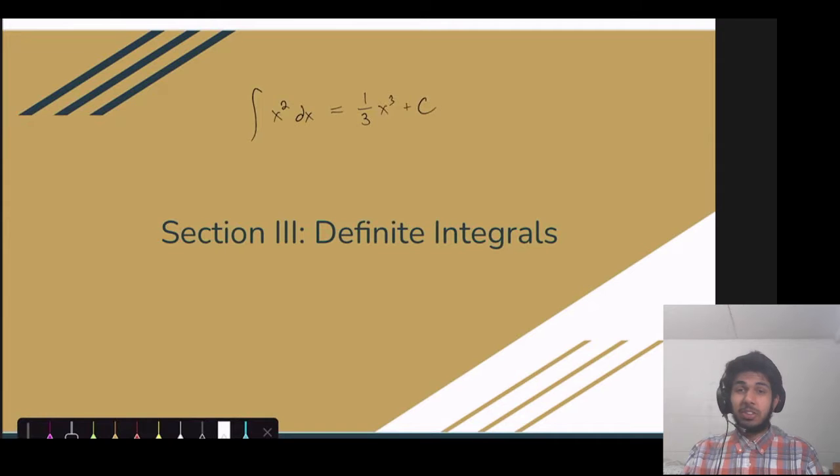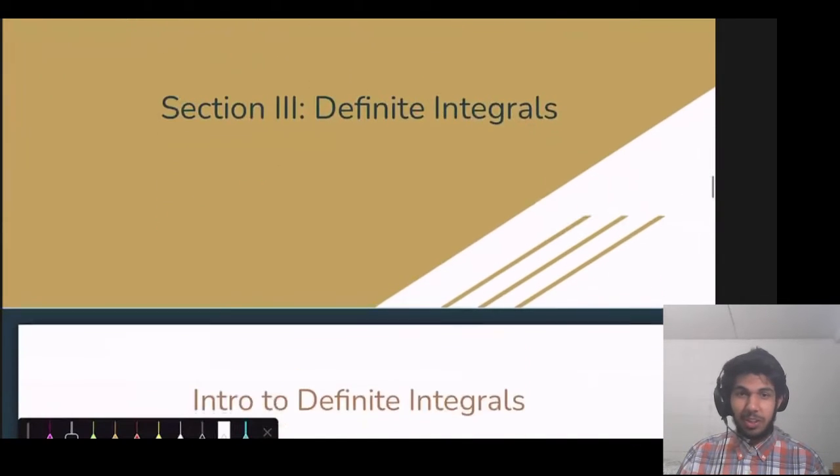Definite integrals are very similar to indefinite integrals. We will see their differences shortly. But one of my favorite parts about definite integrals is that this pesky plus c term goes away. We don't have to worry about it anymore for definite integrals. But first, let's figure out what definite integrals are.